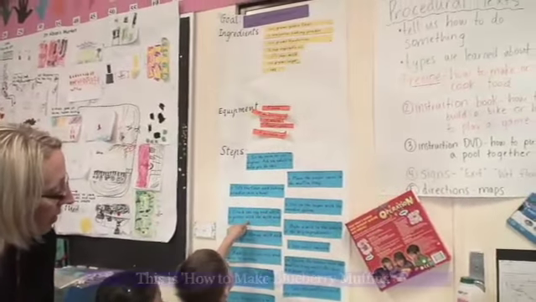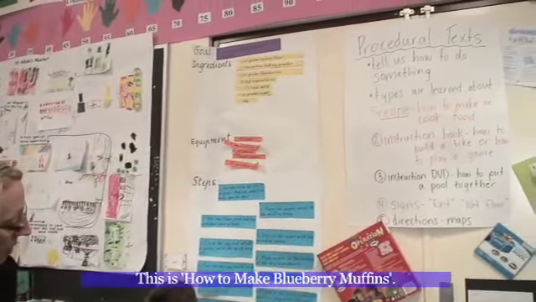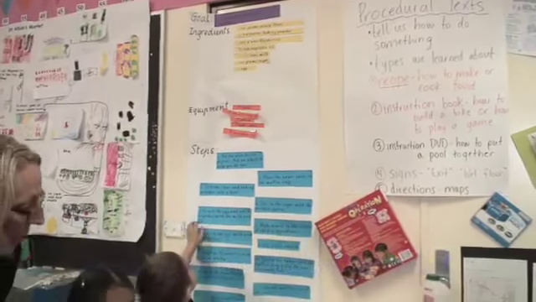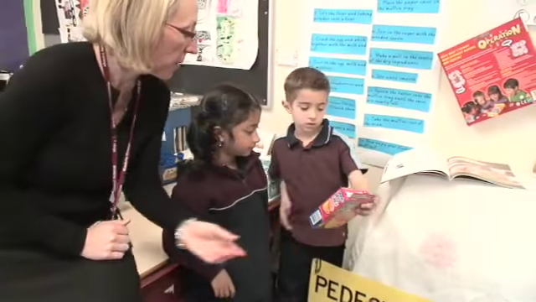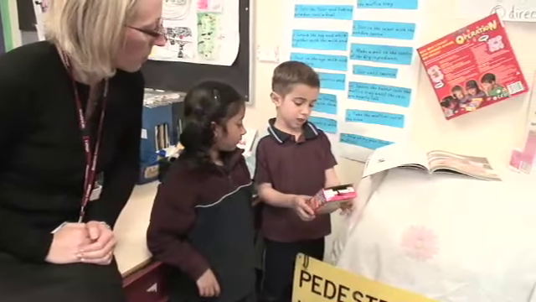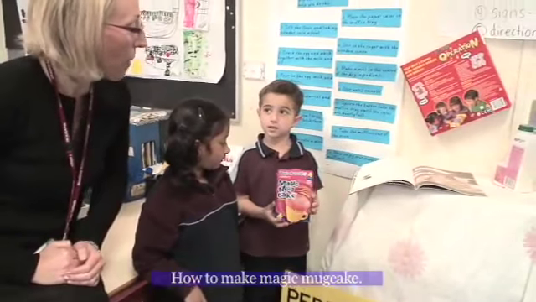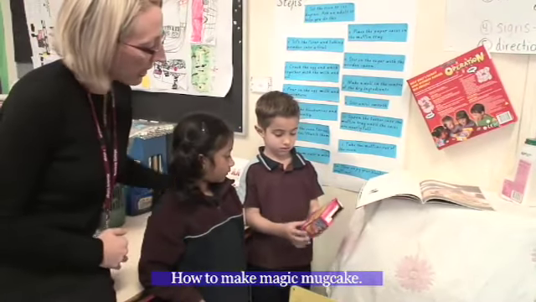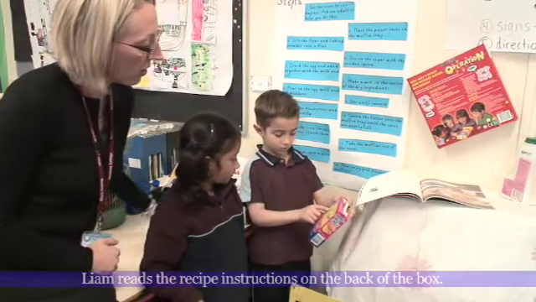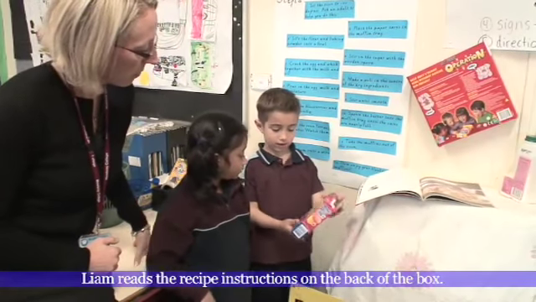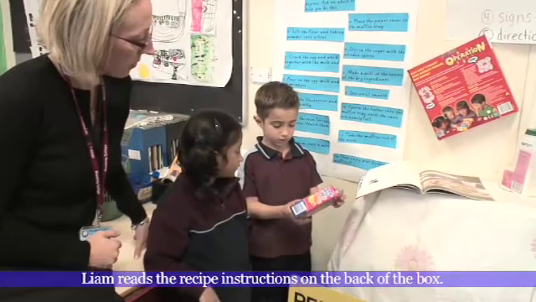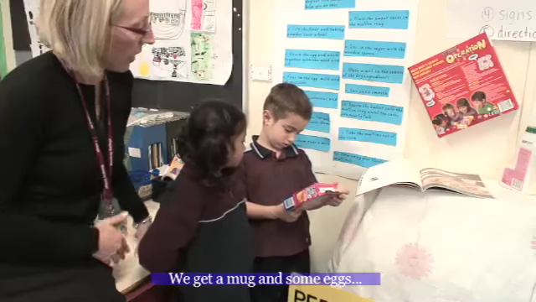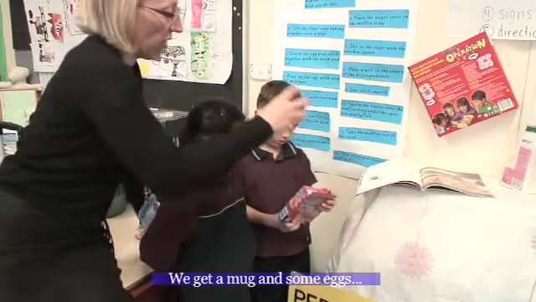What's that telling me? This is how to make blueberry muffins. Very good. How to make blueberry muffins. How to make food. How to make what? How to make magic mug cake. Good. Magic mug cake. Can we look at that? What do you think we do? We get a mug and we put in some egg and I think just the paper that's in here, that sachet.